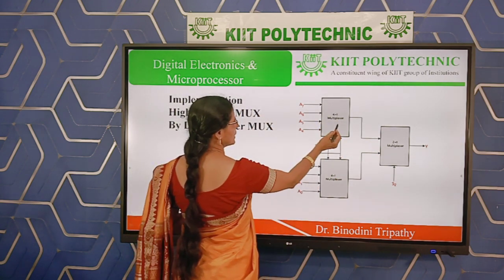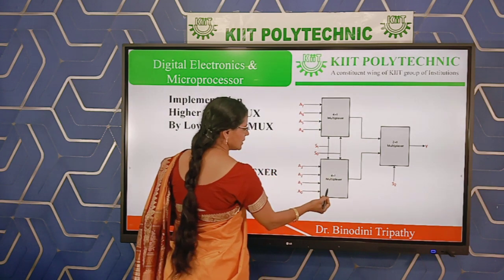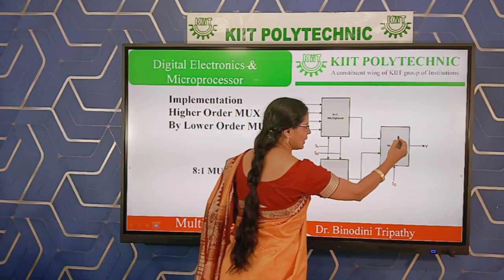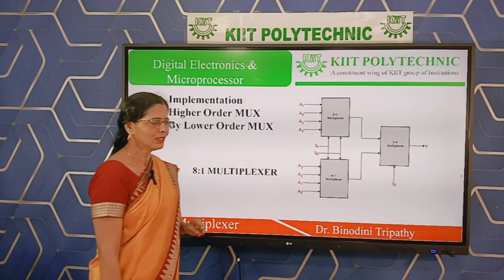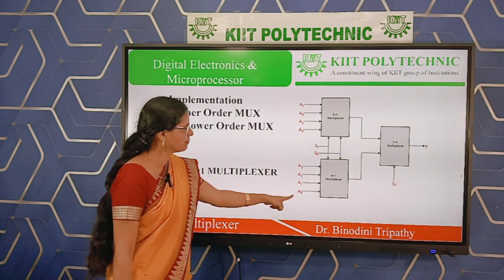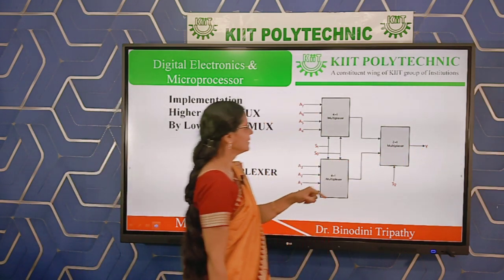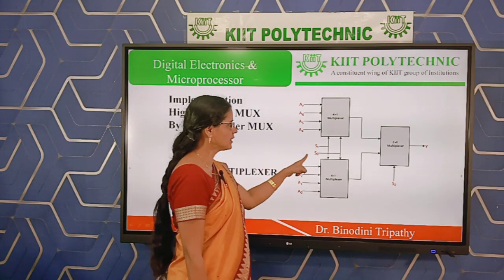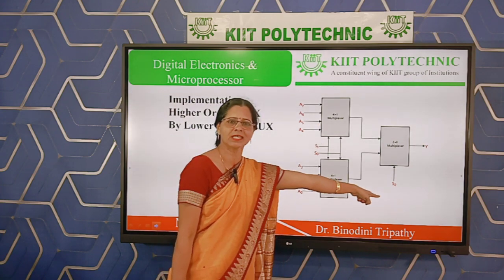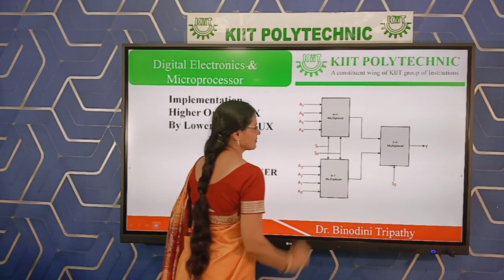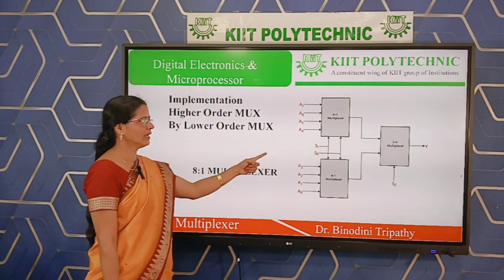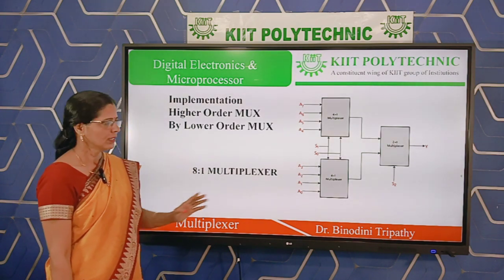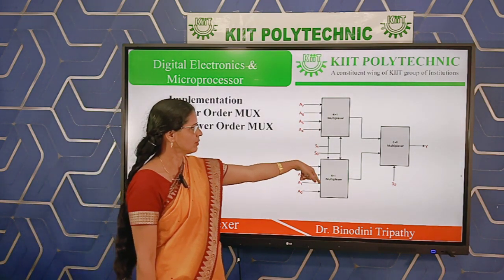Now 4:1 multiplexer means 4 inputs, 1 output. This is also 4 inputs, 1 output. Then if we apply these 2 outputs as inputs to the last multiplexer, finally we get 8 inputs, 1 output, but inside we are using the fundamental multiplexers. Selection input is common for both; only for the last part you have an extra selection input. Overall you have 3 selection inputs. So this is the way we implement higher order multiplexers by lower order multiplexers. The same selection inputs are utilized for both multiplexers.